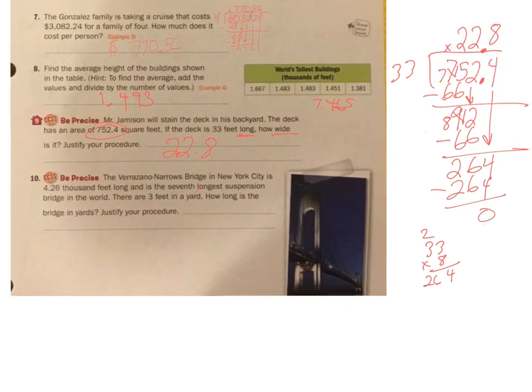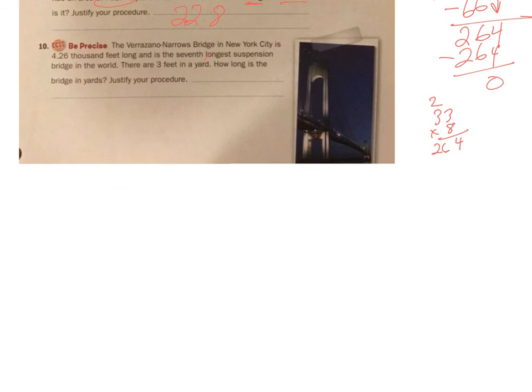All right. One last one, and then we're all set. This has been a longer video, I know. Let's see. We have a bridge in New York. It's 4.26 thousand feet long. It's the 7th longest. There are 3 feet in a yard. How many yards? Okay, so it's feet, so I've got to divide. So I've got to do the 4.26 divided by 3 feet, because for every 3 feet, it's 1 yard. This will give me how long it is in yards.